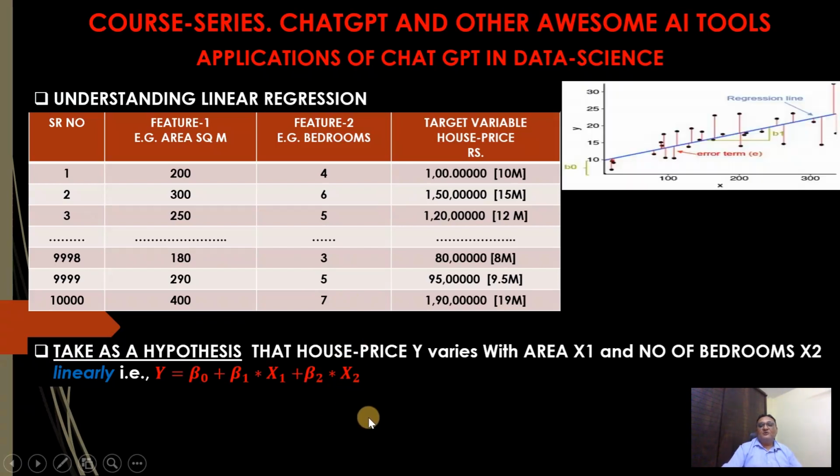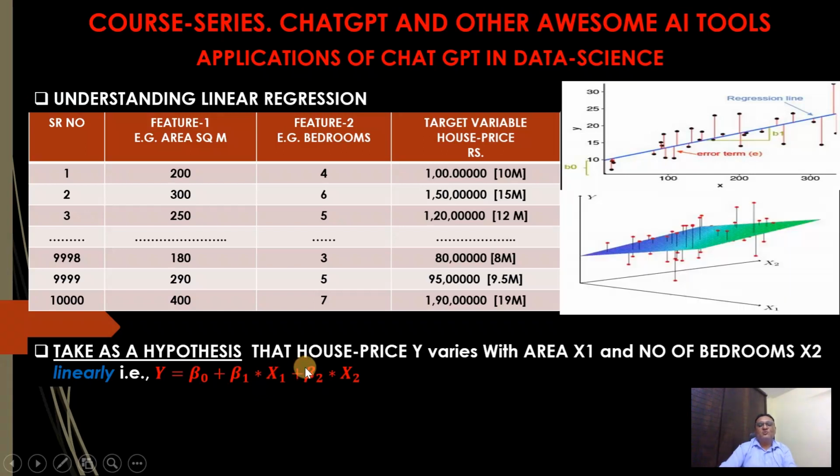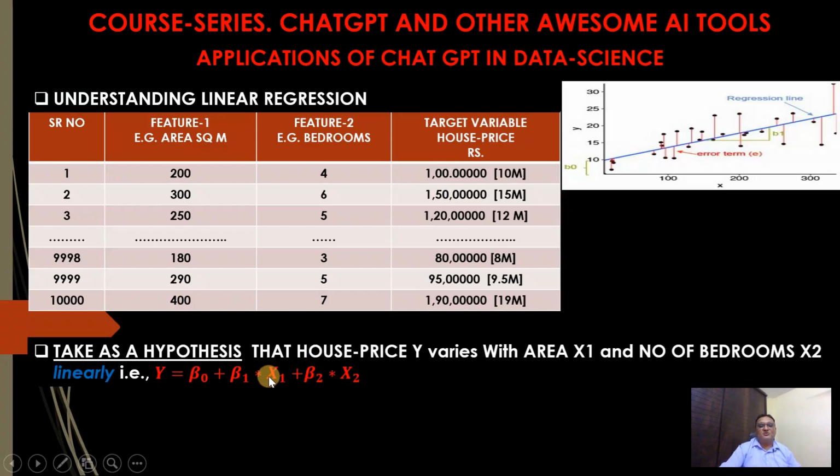Okay. Now, if it would be just one variable, suppose even this number of bedrooms is not there, we take a very simple data set that price varies on area. Okay, so then it would be a very simple equation, y equal to beta 0 plus beta 1 into x1. This term beta 2 x2 won't be there because there is no x2 here. Okay, as I said, I take the even simple case.